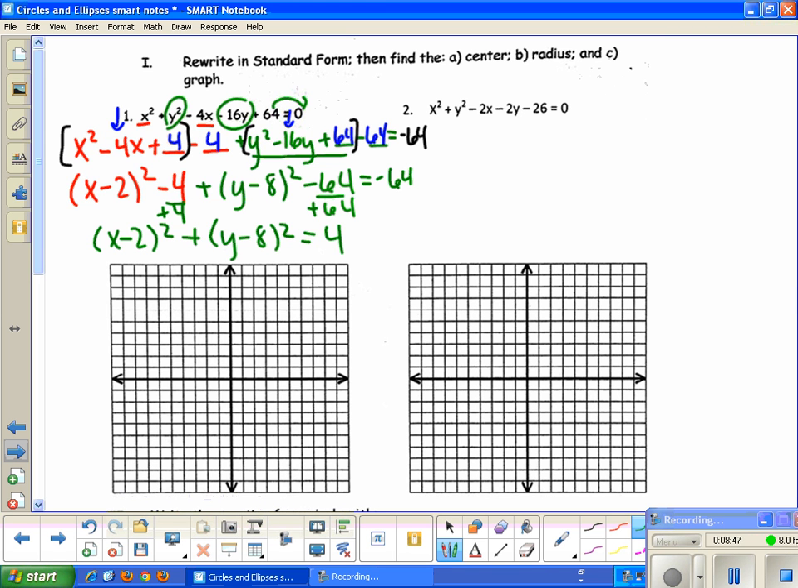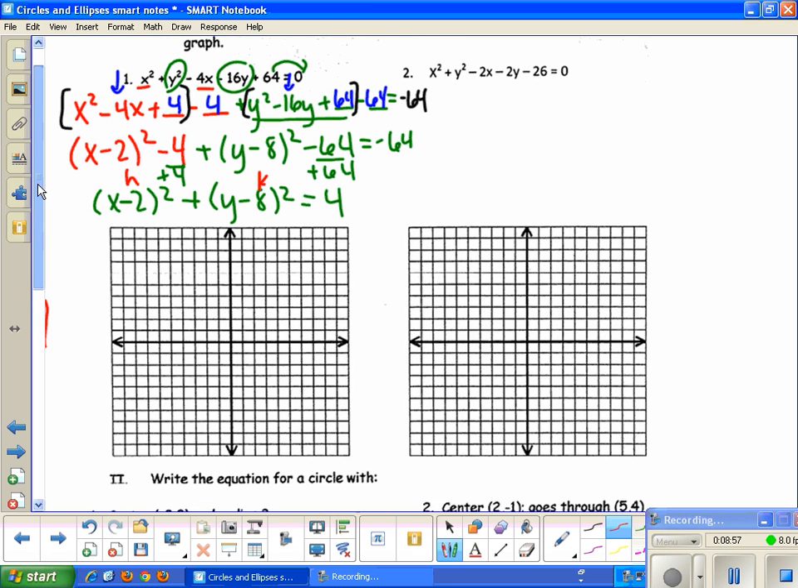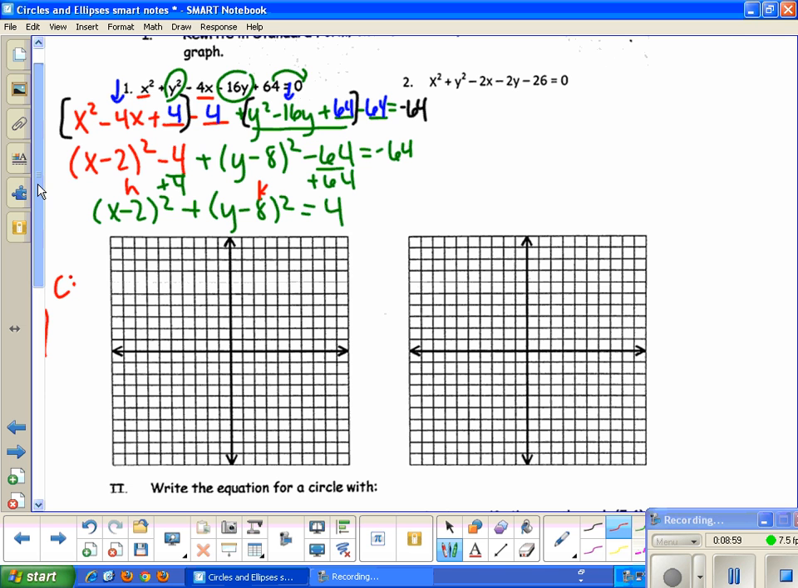So then I can find the center of this. Remember, it's always opposite. So this is your h and this is your k. So the center for this circle, which I'll just write over here, is going to be 2, 8, and the radius is equal to the square root of 4, which is 2. So that's the first thing I want to find in my circle.